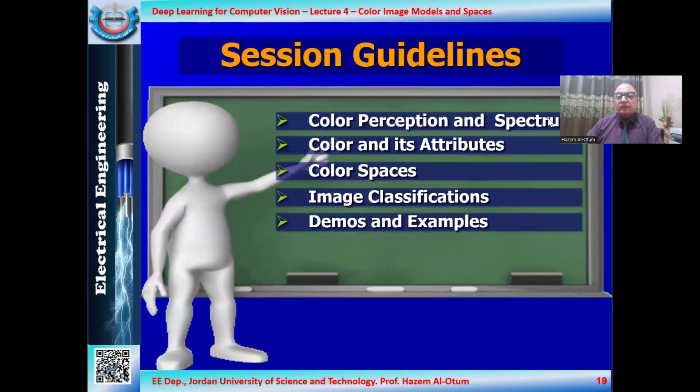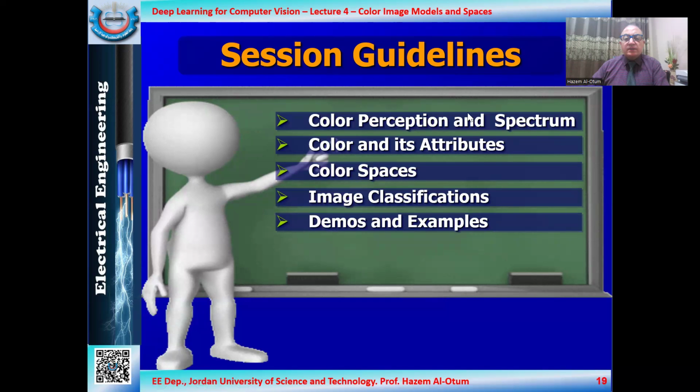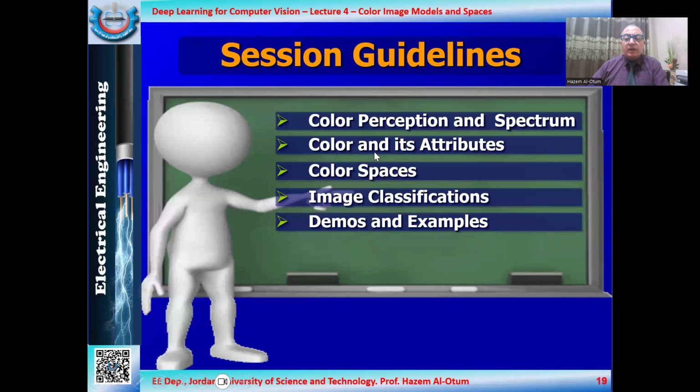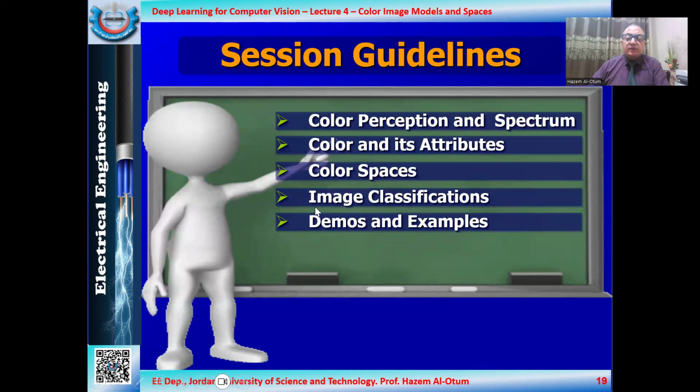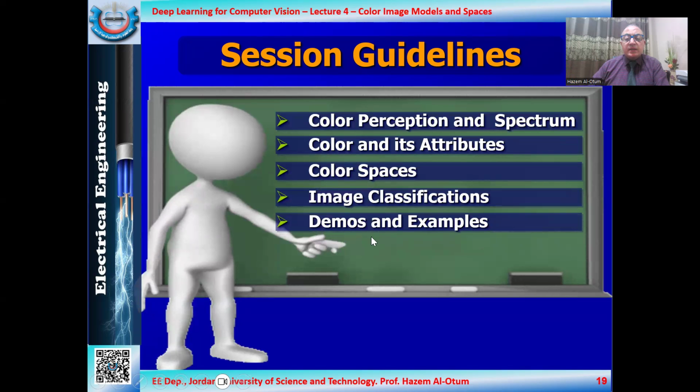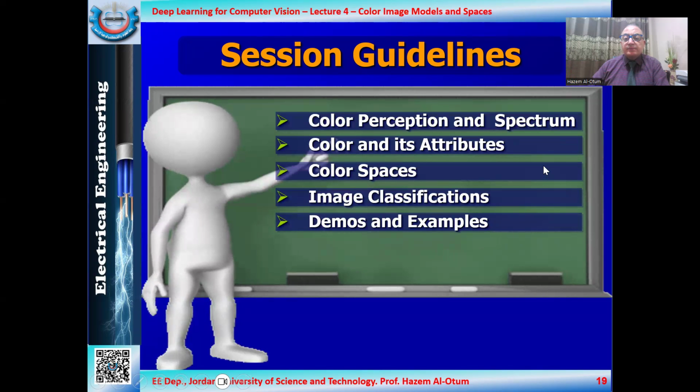Here, as you see, in the previous session we discussed color perception and spectrum, color and its attributes, and color spaces. Let's go further and continue our lecture 4 by talking about image classifications and image types, with some demos and examples.